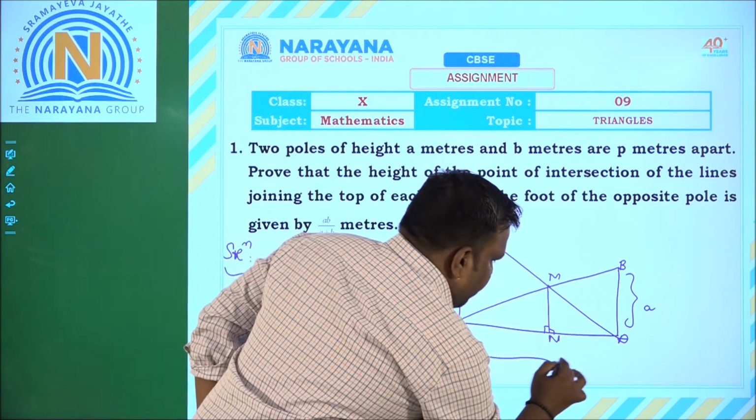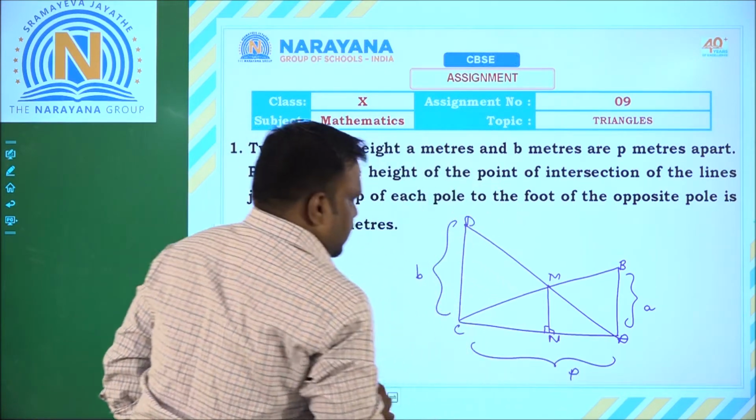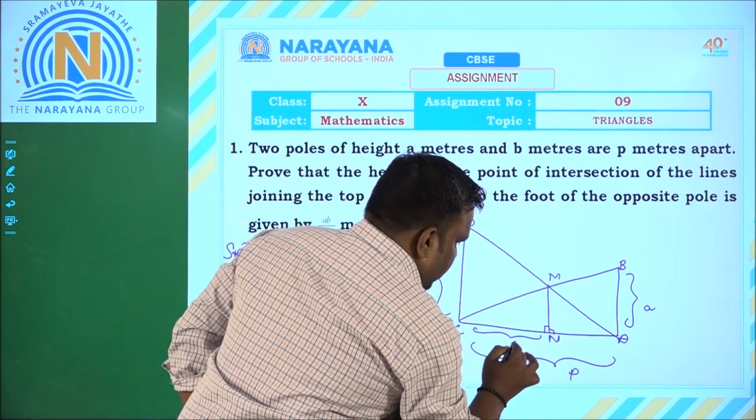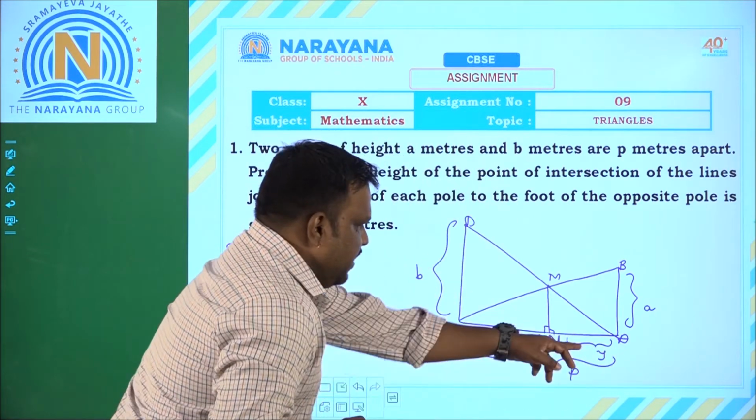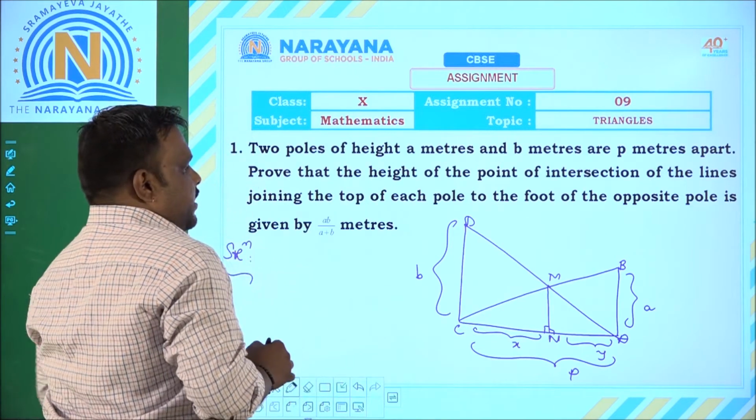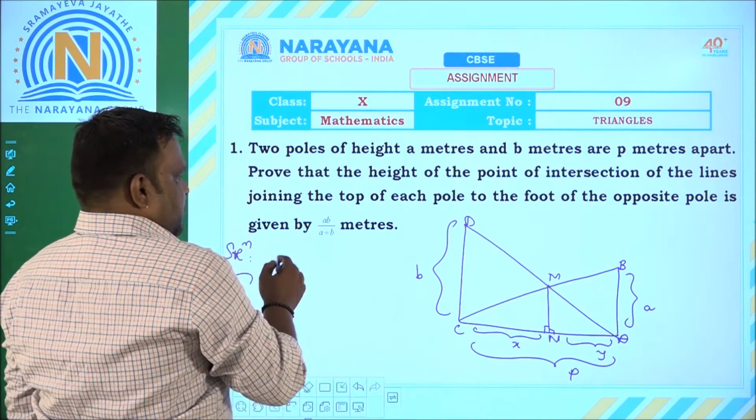Now, two poles are P meters apart. That means complete is P meters. Let the first part be X and this part be Y. That means X plus Y is equal to P. Okay, so first write the parameters that are given for us.